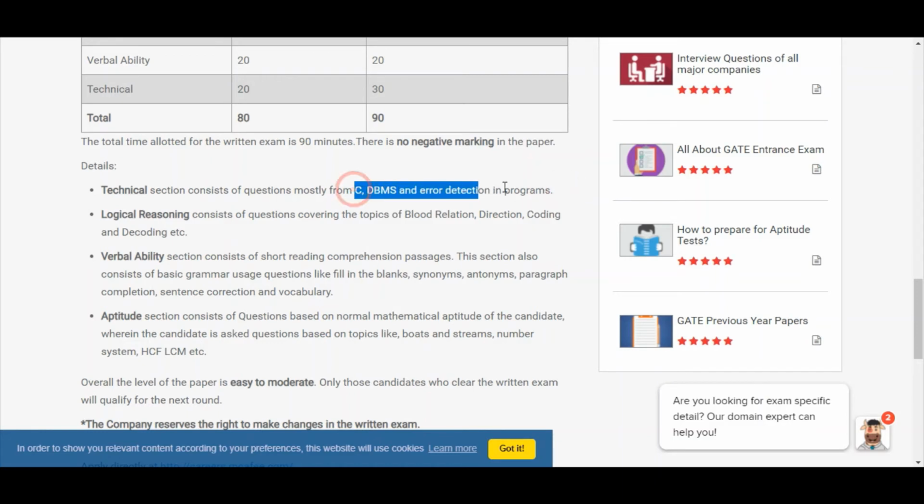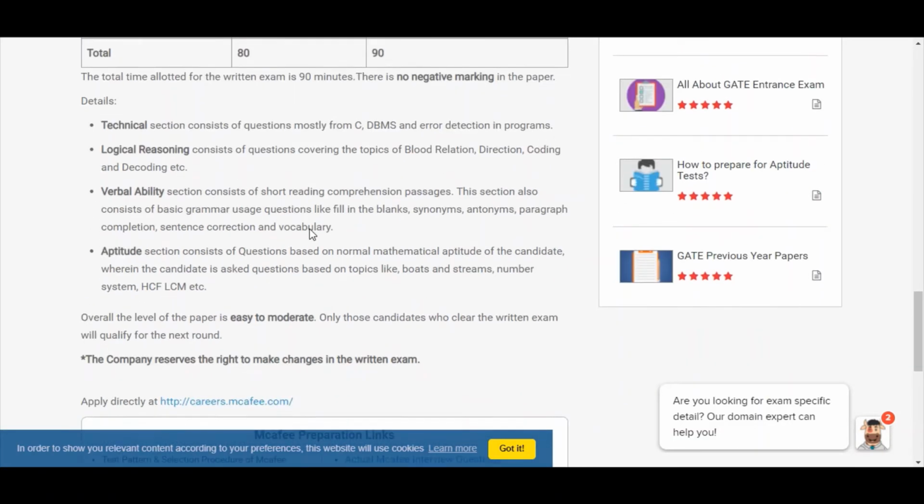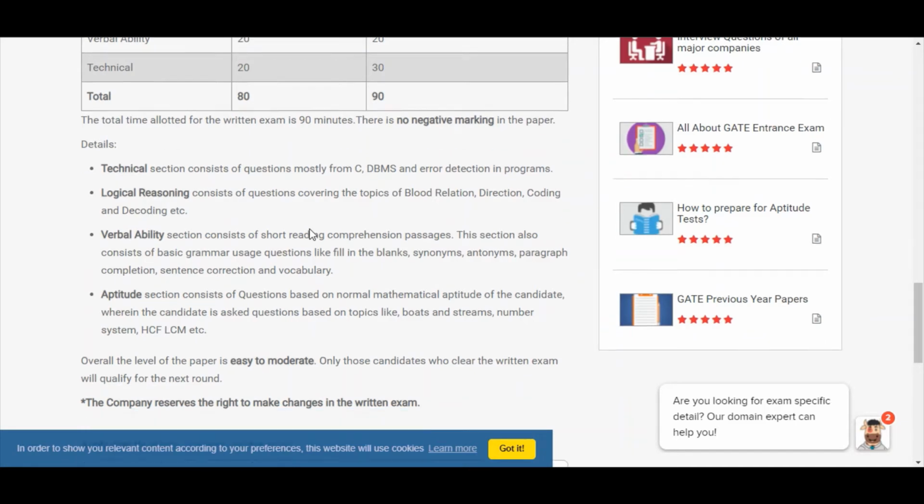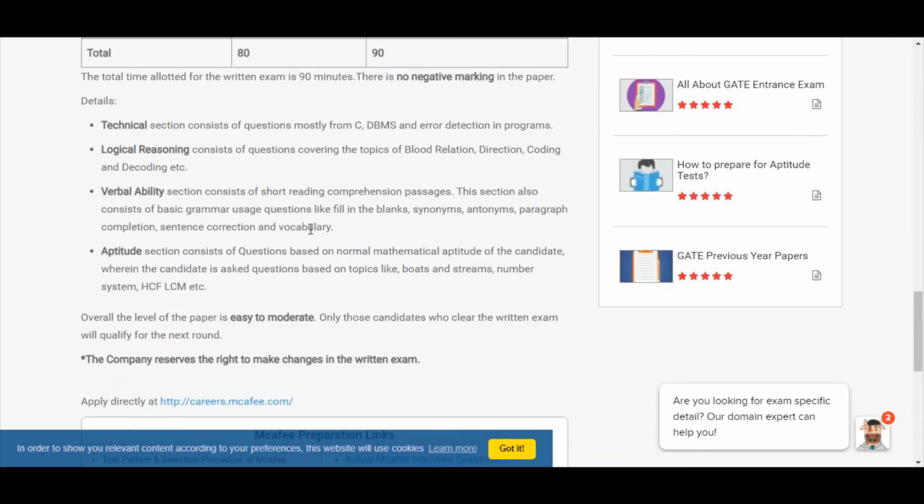Sometimes it may differ, because I don't know whether this process is the latest or the old one. So it is better if you prepare the things that I have mentioned before about the technical topics, so you won't lose any marks.